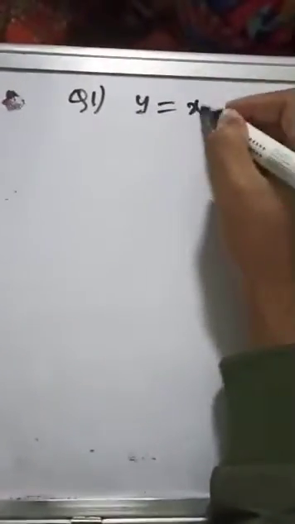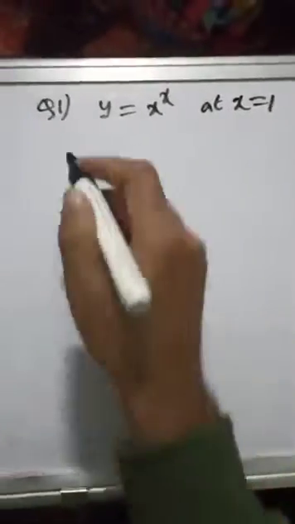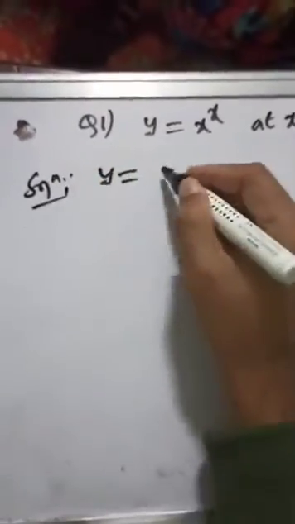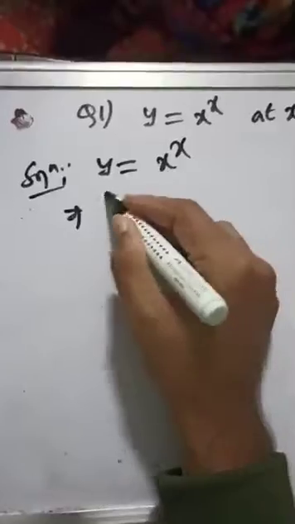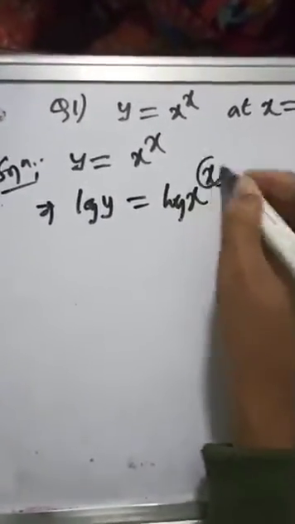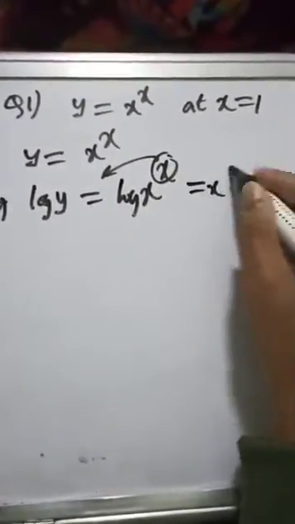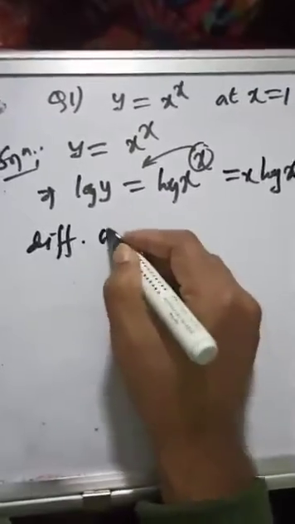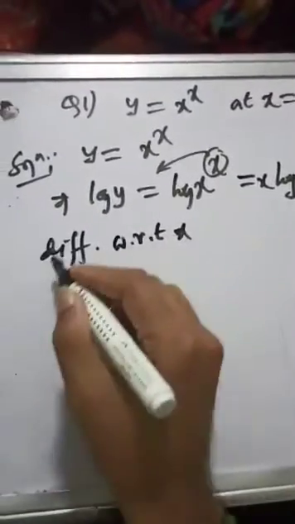Now we are doing some examples. Find the derivative of x to the power x at x equal to 1. How can I do this? First of all, take y equal to x to the x. We take logarithm on both sides. If you take log, the power comes outside, so log y equals x log x. Now differentiating with respect to x.